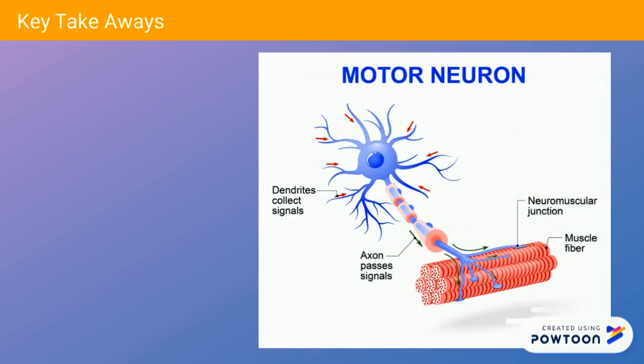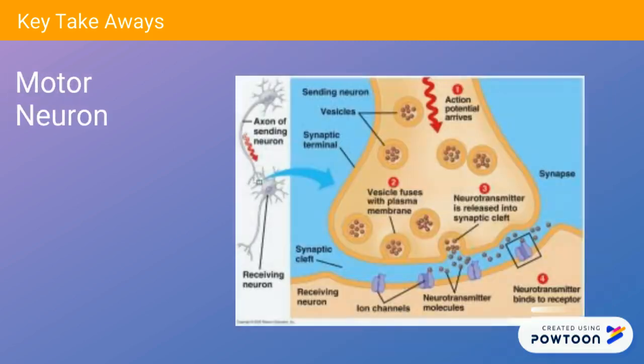Some key takeaways from this presentation are that a motor neuron connects to a muscle at the neuromuscular junction, where a synaptic terminal forms a synaptic cleft with a motor end plate. The neurotransmitter acetylcholine diffuses across the synaptic cleft, causing the depolarization of the sarcolemma. Then, the depolarization of the sarcolemma stimulates the sarcoplasmic reticulum to release calcium, which causes the muscle to contract.